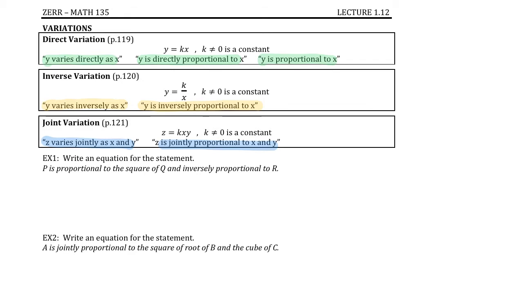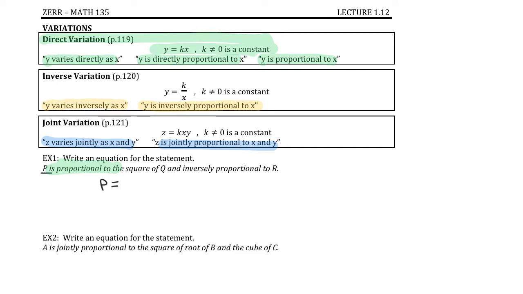So here's what it is in English. P is proportional to the square of Q and inversely proportional to R. So this goes from left to right. Here's P is, so there's where we say that is, there's my equal. Next, I'm reading along and it's just saying it is proportional. I don't see the word joint or direct, so that lets me know it's simply proportional.